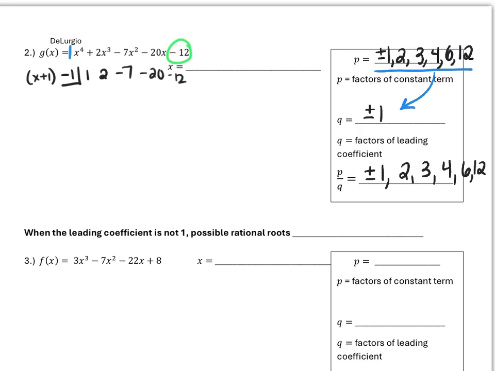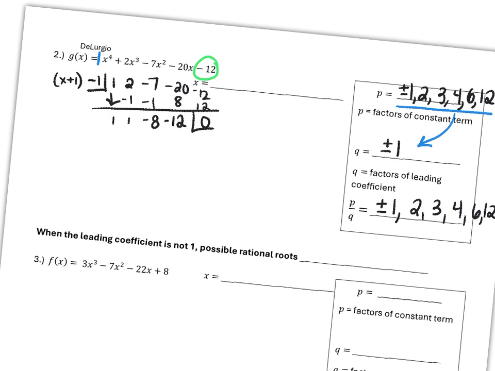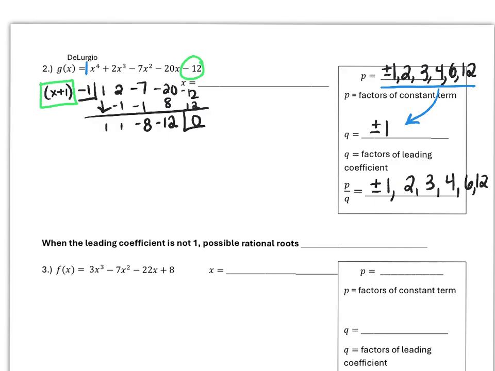and minus 12. So 1, negative 1, negative 1, 8, negative 12, positive 12. Okay, so this was a stroke of luck that the first one we tried turned out to be, oh my goodness gracious, a factor. Okay, so we know that this is one of the factors of this.